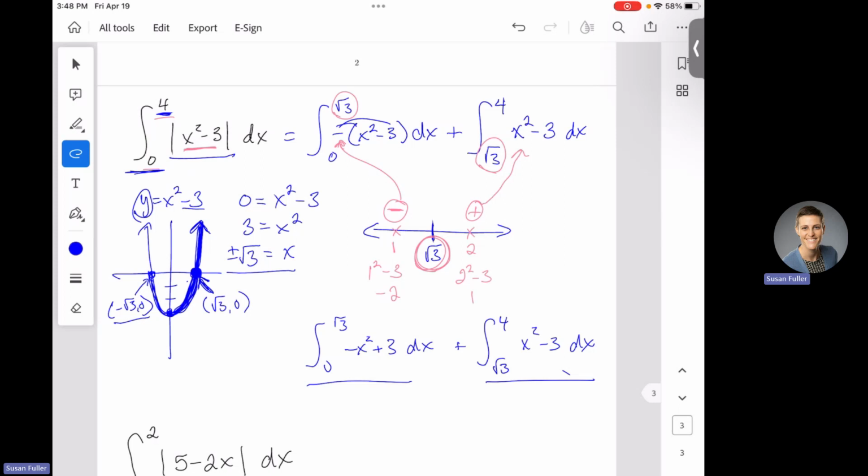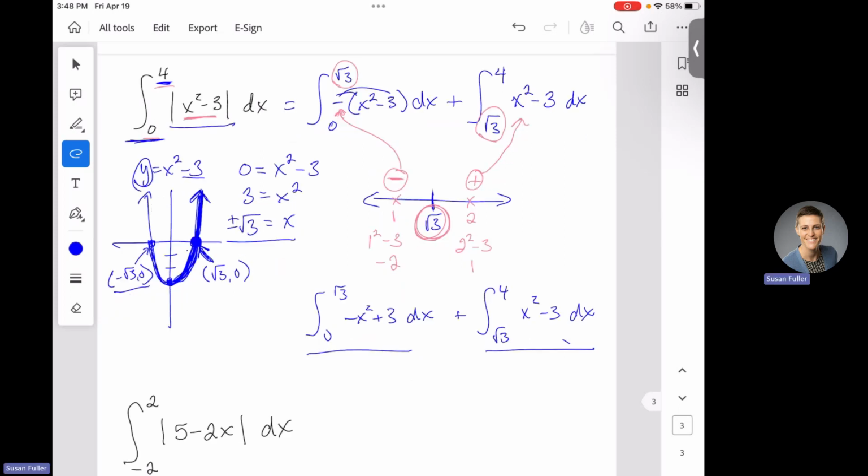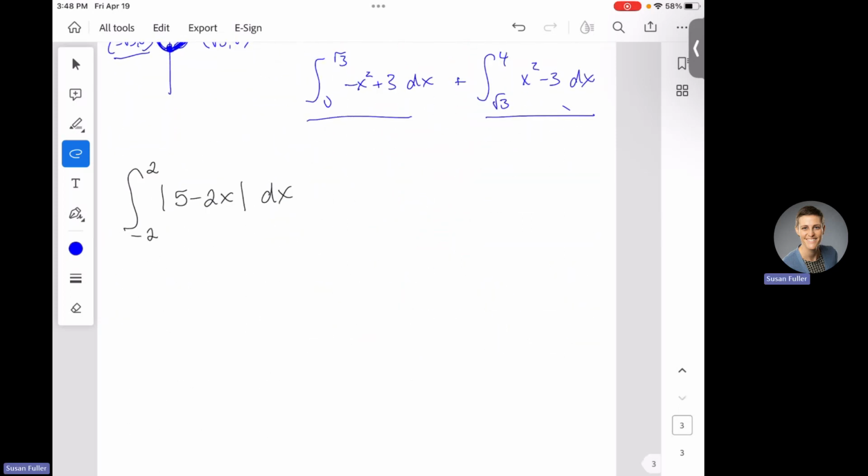Okay, so hopefully that makes sense. Let's try one more. And we're going to do this one starting algebraically, and then we'll come back to a graph depending on how your brain works. Okay, so if I'm going to split this, I need to know where my y values for 5 minus 2x are going to be positive and where they're going to be negative. So we have to start by finding our splitting points.